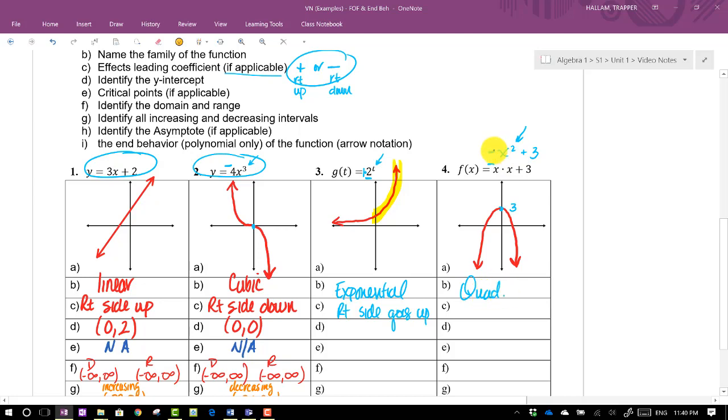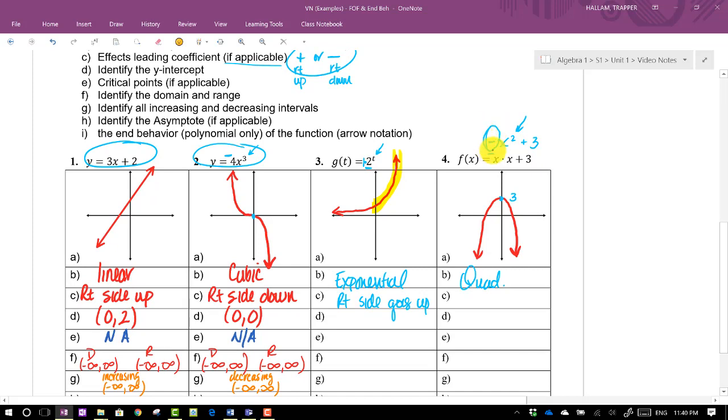Now, let's look at that lead coefficient. So our lead coefficient this time is a negative 1. This one was a positive 1. This one's a negative 1. So that means if it's a negative, the right side goes down.